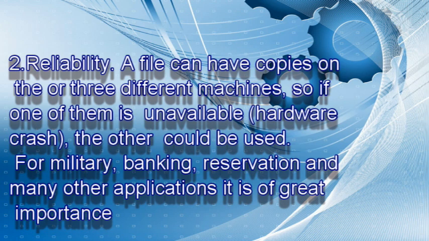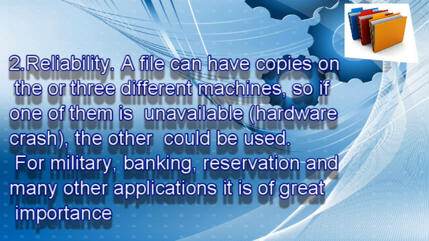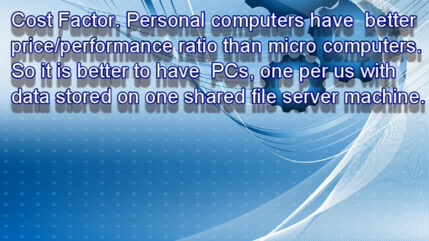Second comes reliability. Reliability means a file can be kept on two or three different machines. So if one is unavailable, the other copies could be used. If in any case the hardware crashes or anything else happens, we can access that file on another system. For example, in military, banking, air reservation and many other applications, it is of great importance. If one system is not working, they can perform the task on another system, because it is a whole network, so they can access that file everywhere.